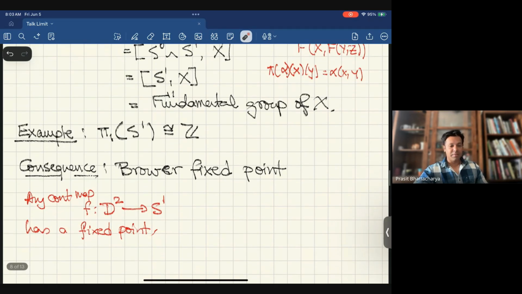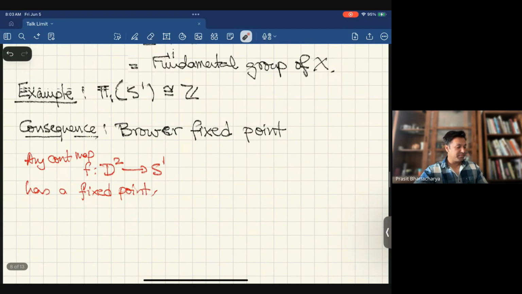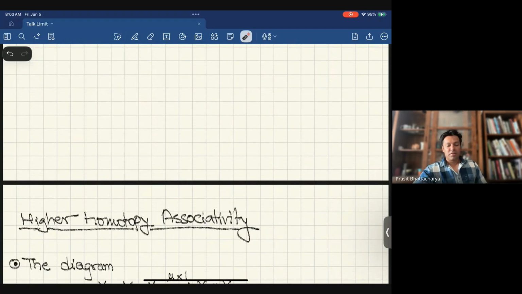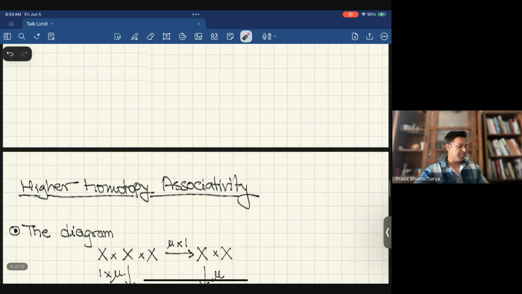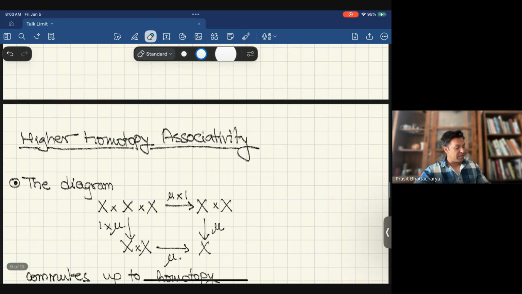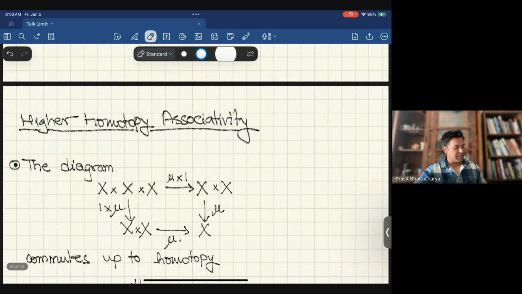Now I'm not going to be flippy floppy and up to homotopy, and enter what is called homotopical algebra. So I have roughly half an hour, I guess. So, higher homotopy. Earlier I said this diagram commutes up to homotopy for an H space. I am now going to be rigorous about this homotopy.